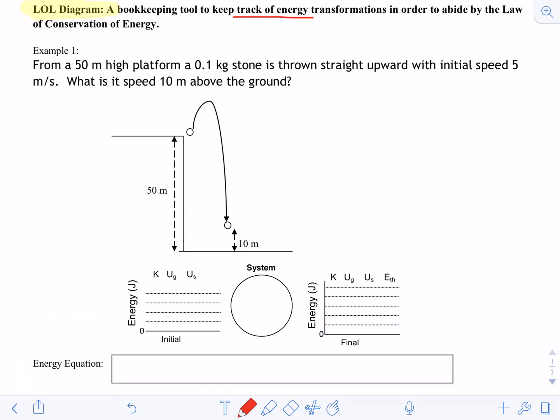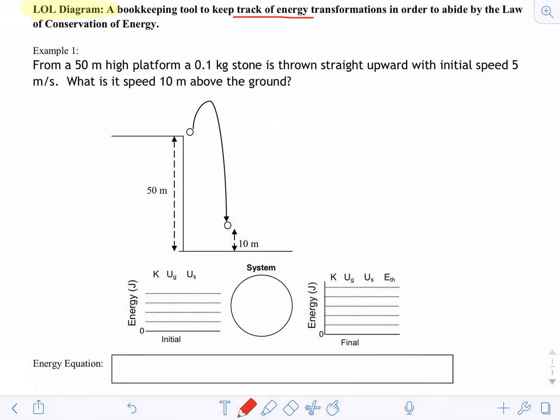So, what we're going to do is look at this first example problem. From a 50-meter high platform, a 0.1 kilogram stone is thrown straight upward with an initial speed of 5 meters per second. What is its speed 10 meters above the ground?